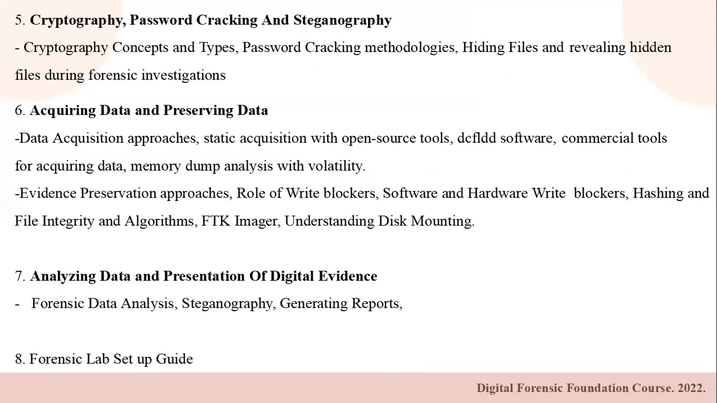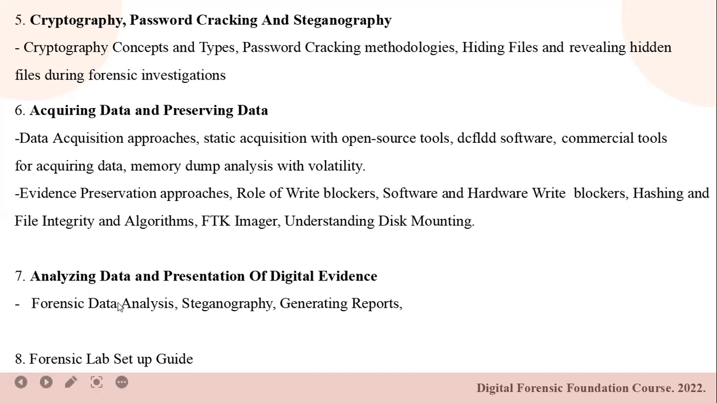Now, because of encryption, password cracking, and steganography, which is the hiding of files, some files might be hidden from the human eye, or people use alternate data streams. Alternate data streams is where you have more than one file inside a single file, where people hide stuff. So you want to be able to unravel these files and see what is behind them. Then for module 6, we're going to see how we acquire data, how we preserve it, and what techniques we use in preserving data.